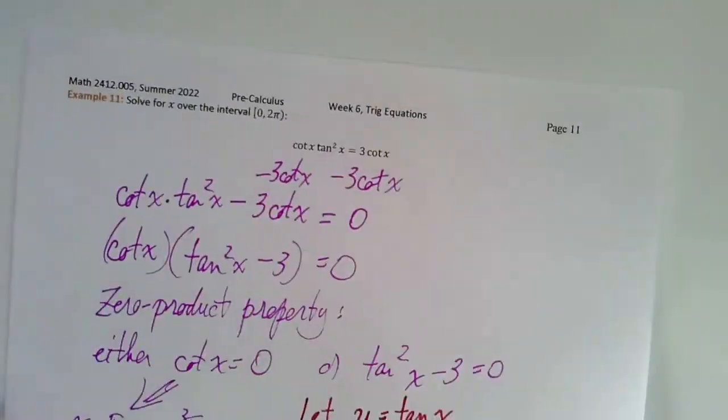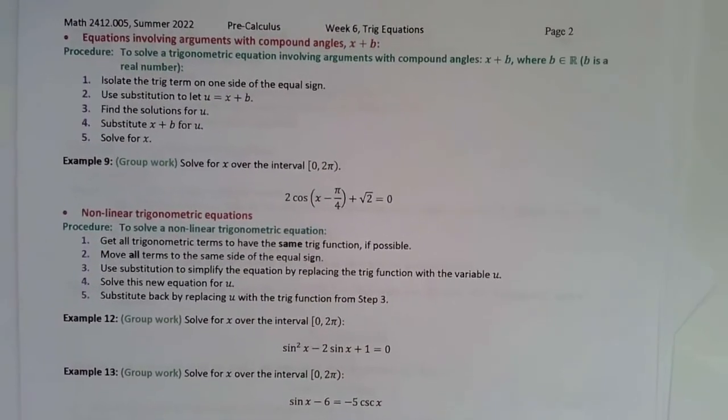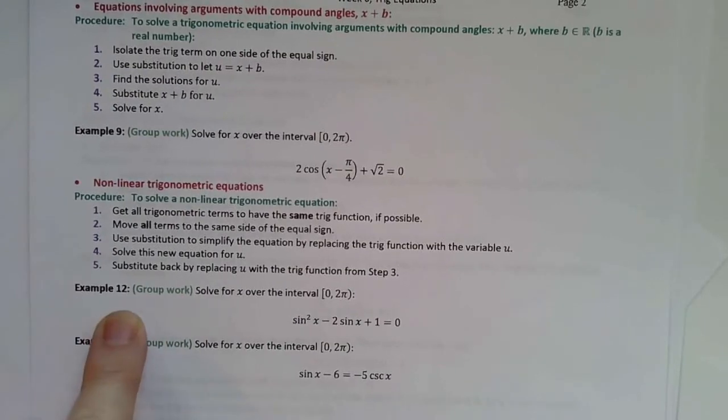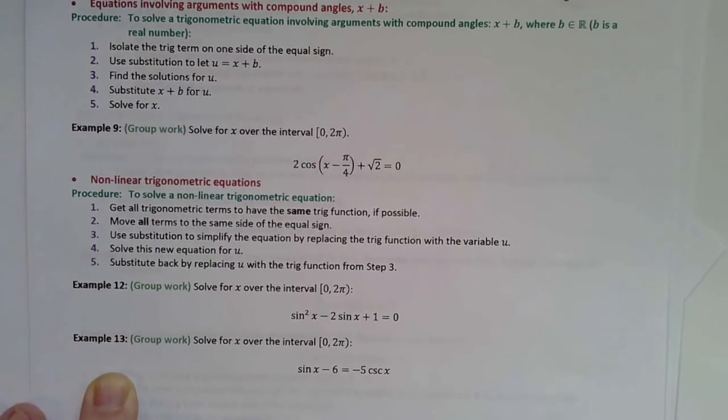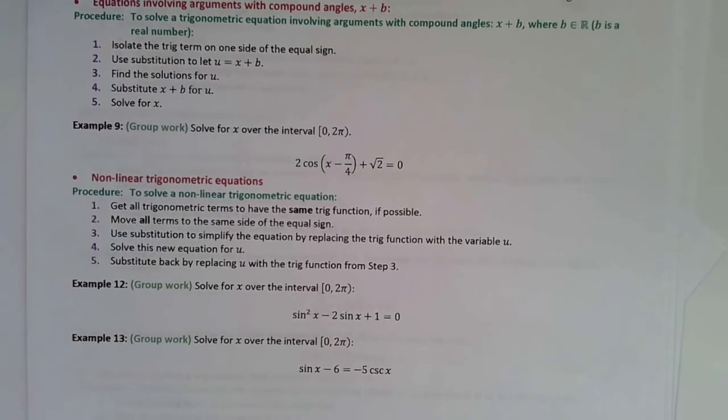All right. The rest of the problems are y'all's to do. And I cheated this time, and I put them on the same page. So here are examples 12 and 13. Solve the equation sine squared x minus 2 sine x plus 1 equals 0. And solve the equation sine x minus 6 equals negative 5 cosecant x. And both of these solve over the interval 0 to 2 pi.